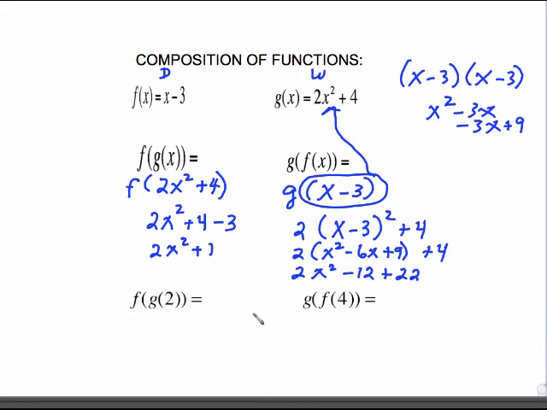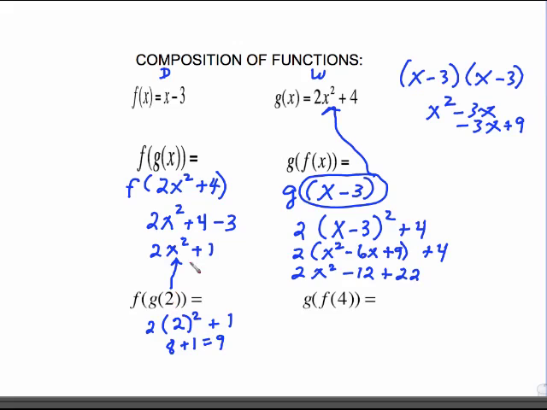Another thing you are going to be asked to do is to evaluate f of g of a number. This is easier to do. You have two choices. If you have already written up the f of g of x, then the easy thing to do is just take that 2 and plug it directly into your new function. So this is 2 times 2 squared plus 1. 2 squared is 4, times 2 is 8. 8 plus 1 makes 9.